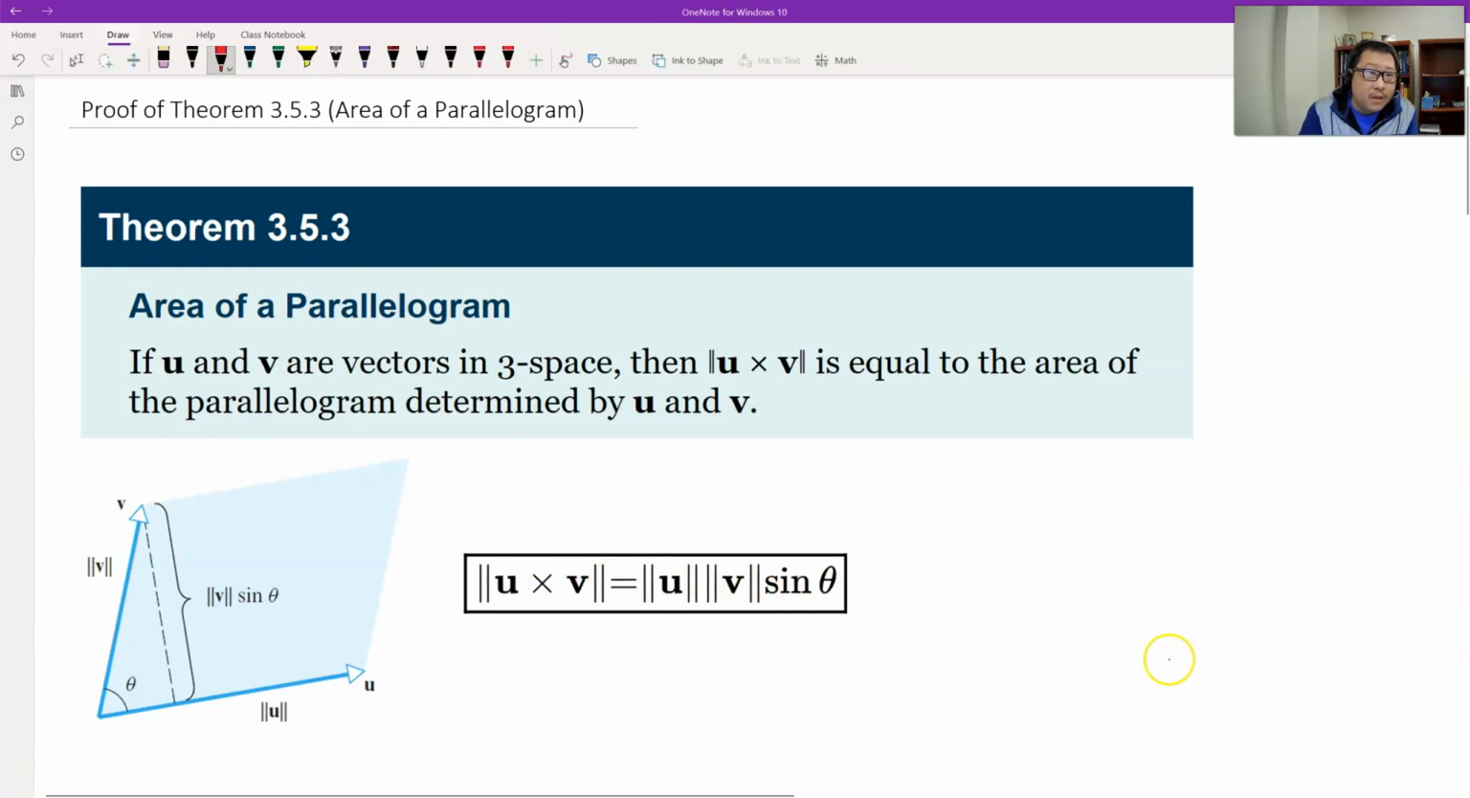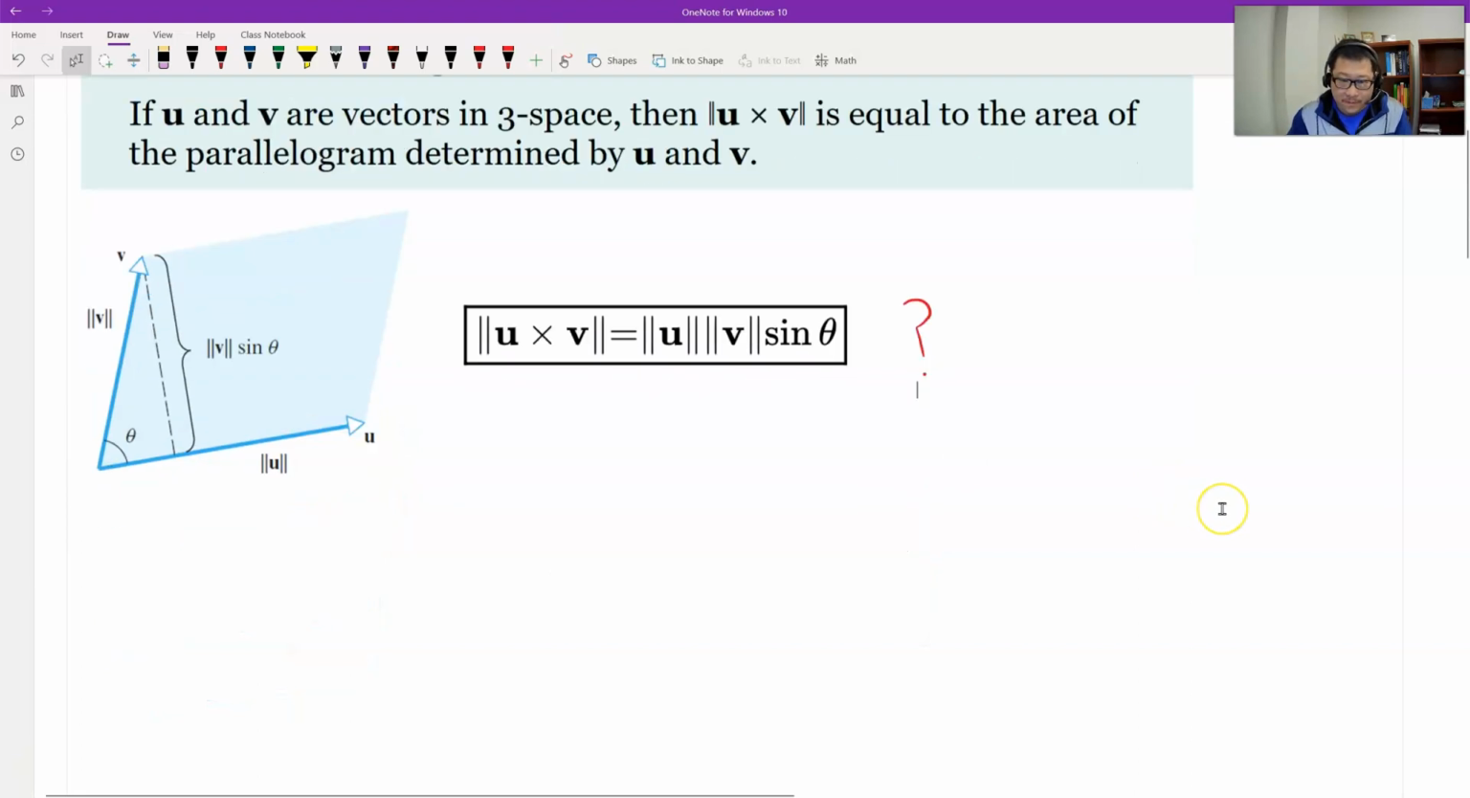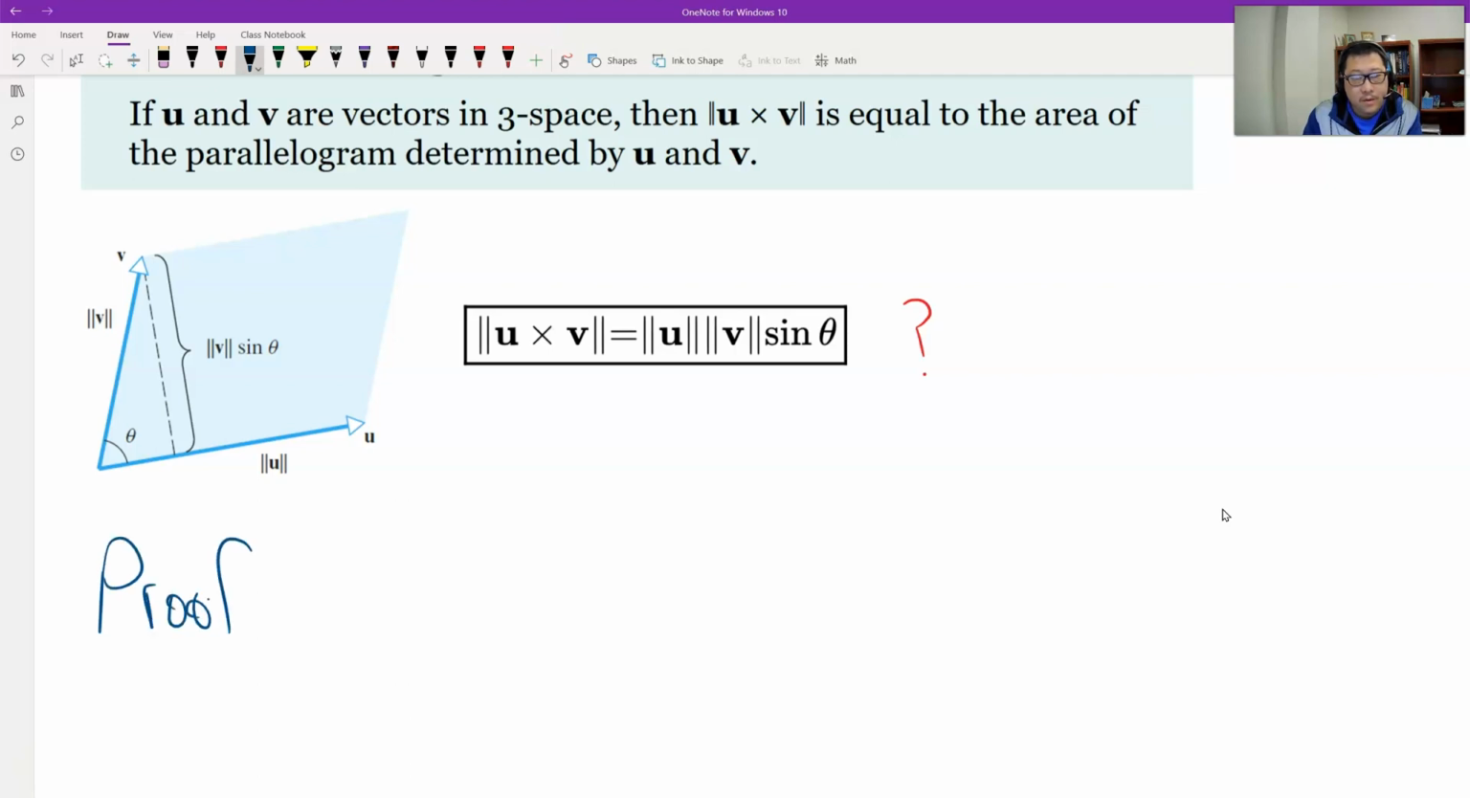This is true. Let's see why this is true. It's not difficult to prove. We need Lagrange's identity, which we learned before in Theorem 3.5.1. Remember that. So all we need is a little bit. Let's see a simple proof.